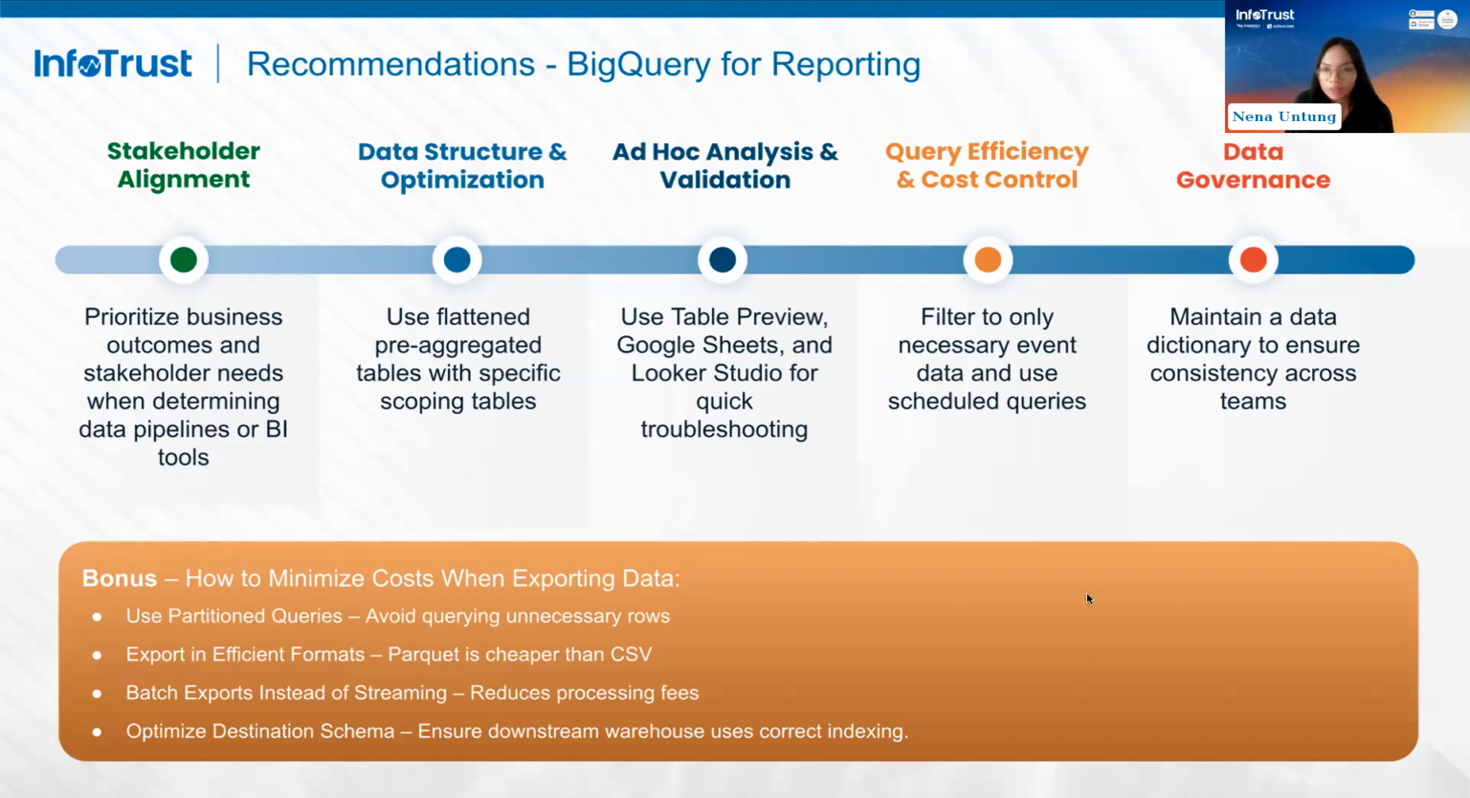Also, I want to highlight a few bonus tips when it comes to exporting to other data warehouses. Just make sure that you partition queries and avoid querying any unnecessary rows. Try exporting in a more efficient format like Parquet instead of CSV. You should also consider batching instead of pulling streaming data. And lastly, make sure that you optimize the destination table schema. This will make sure that as you're transferring or exporting data from BigQuery to other platforms, it's actually coming through appropriately.